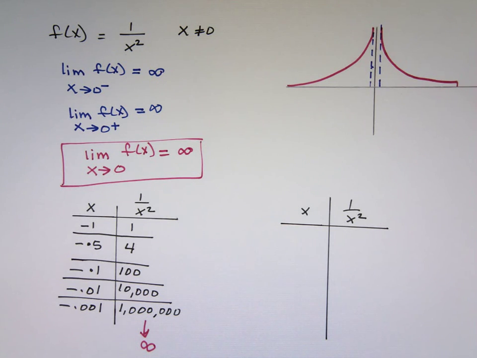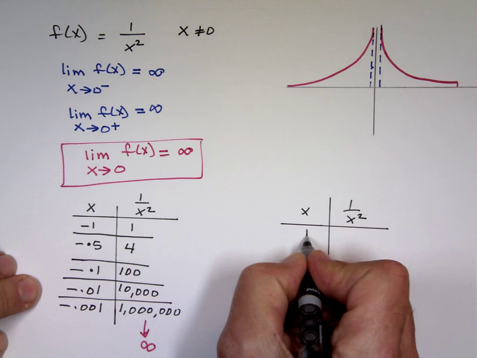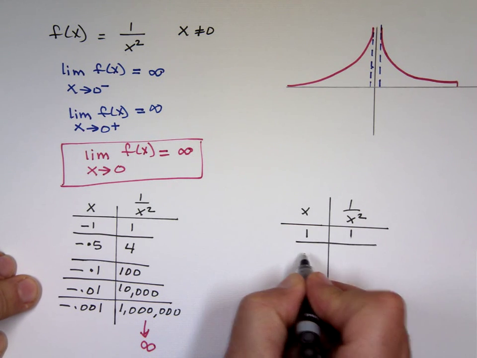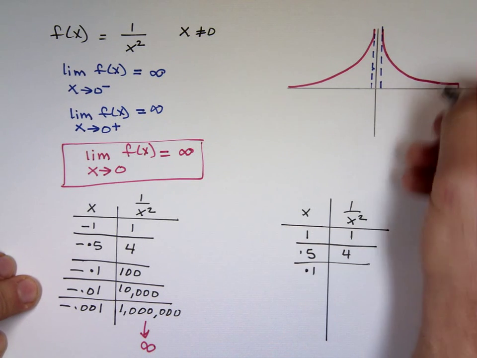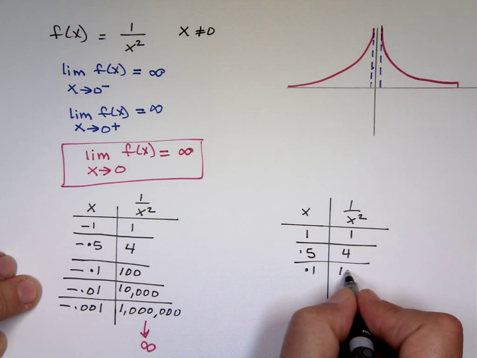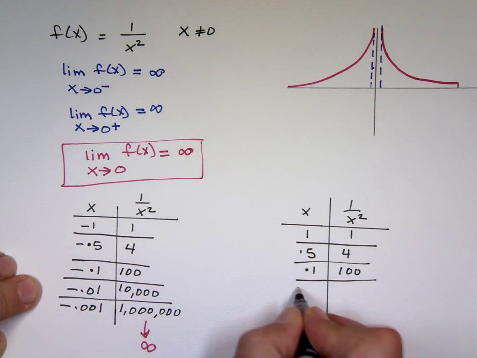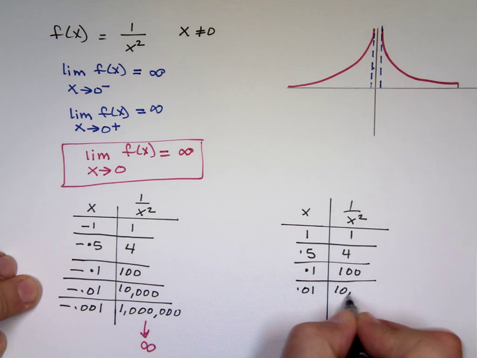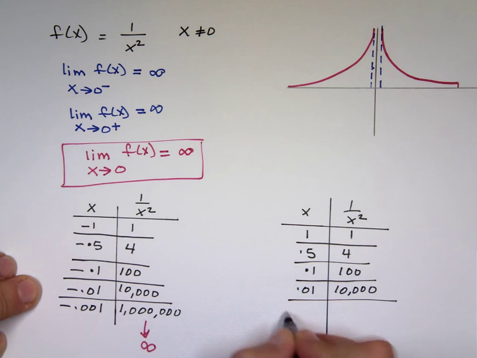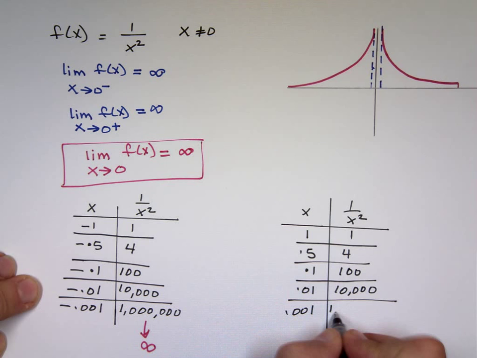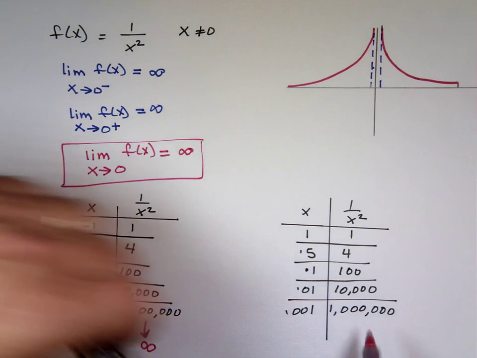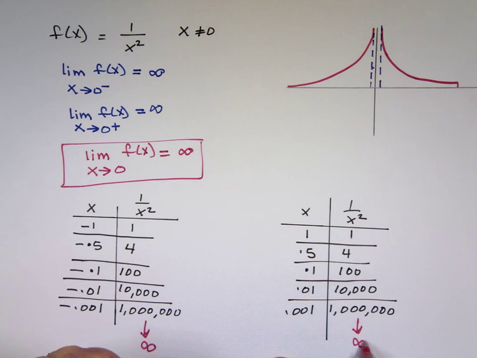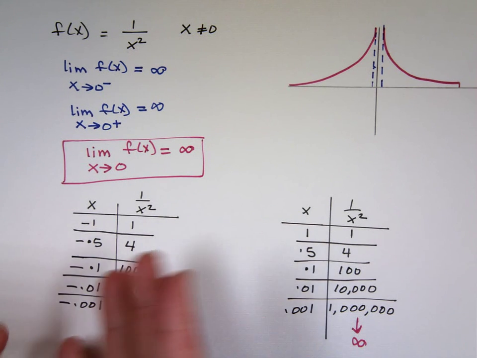Let's try from the right side. Let's try 1. It's a 1. The 0.5, that's a 4. The 0.1, you're getting closer from this end, that's 100. 0.01, that's 10,000. 0.001, 1,000,000. And again, that number is approaching what? Infinity. Since the two values are the same, we do have a limit, and the limit approaches infinity.